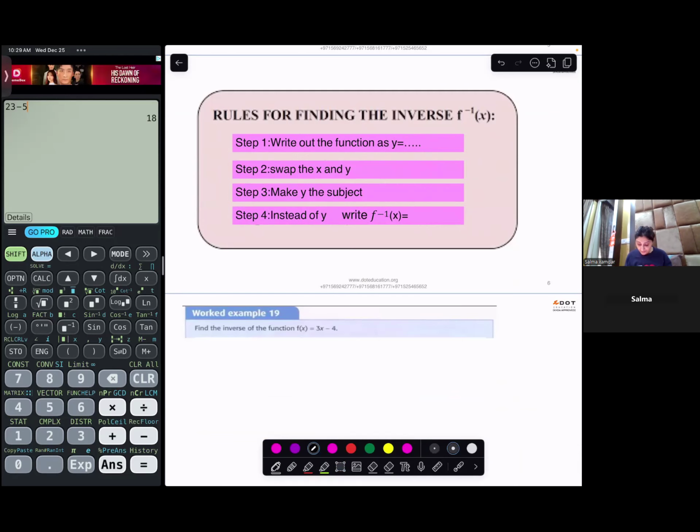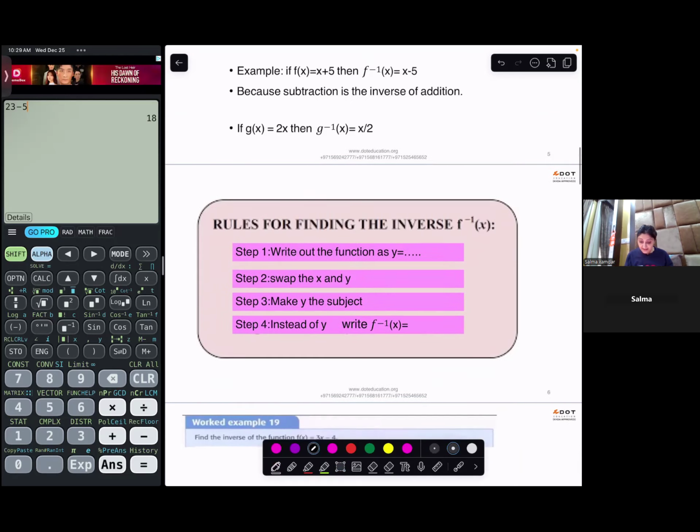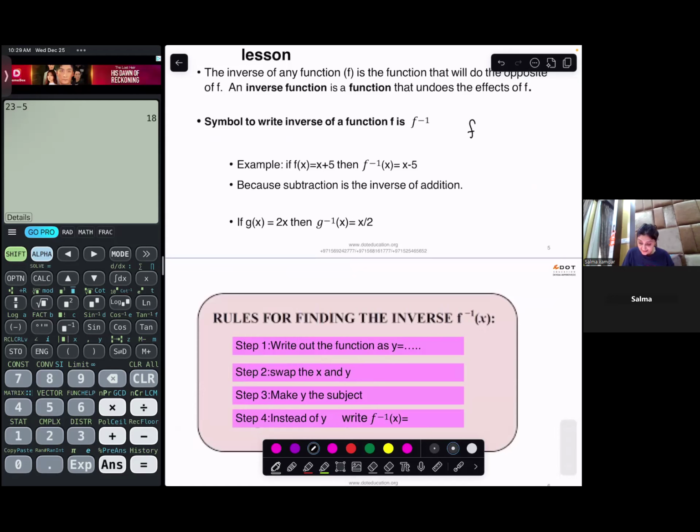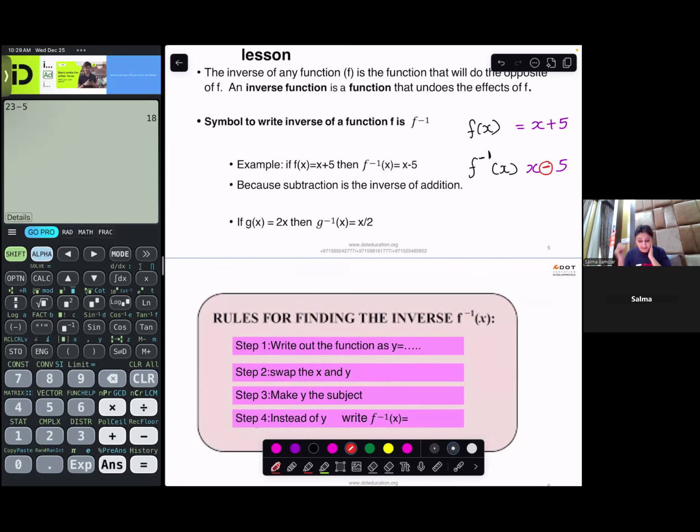Before I go ahead with this, I want to tell you that if f of x is the function and I want to find the inverse of it, the inverse would be written as f minus 1 of x. The second thing: if f of x is x plus 5, the inverse of it would be x minus 5, because the opposite of addition is subtraction.